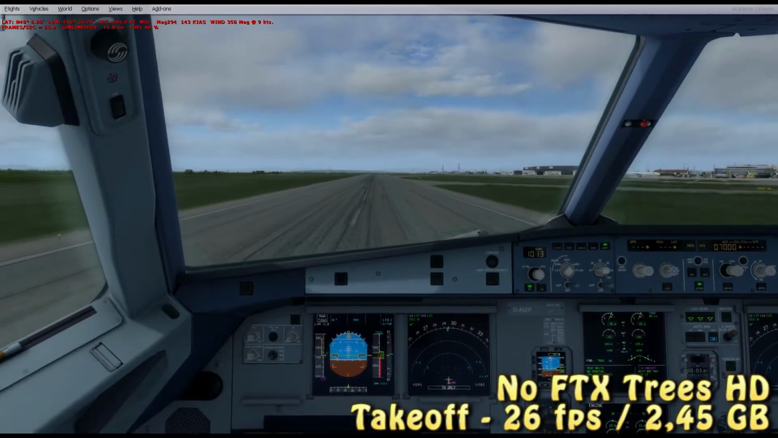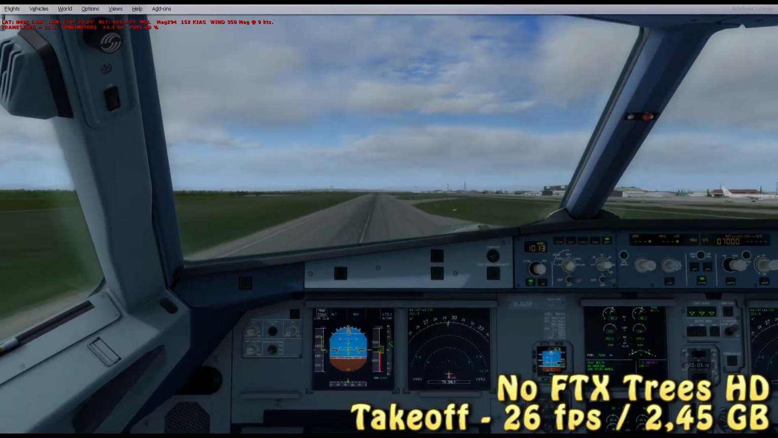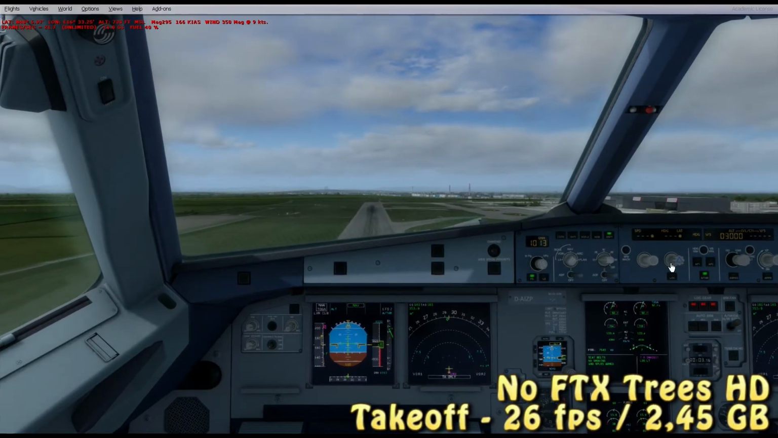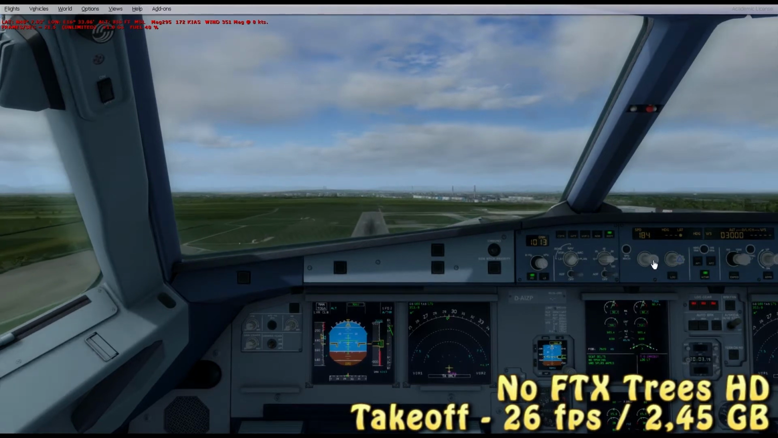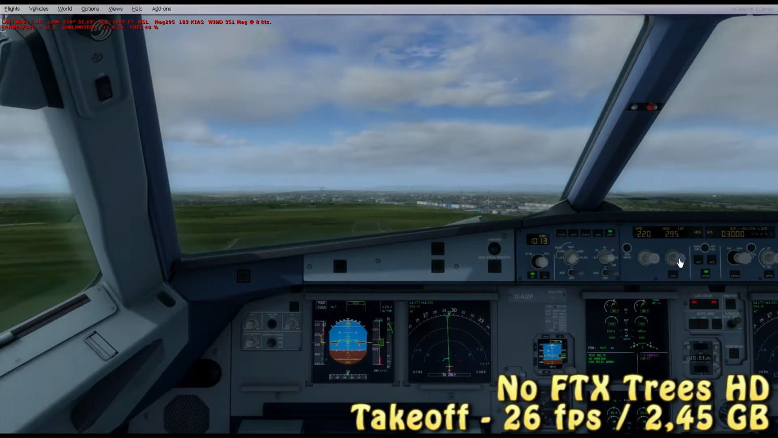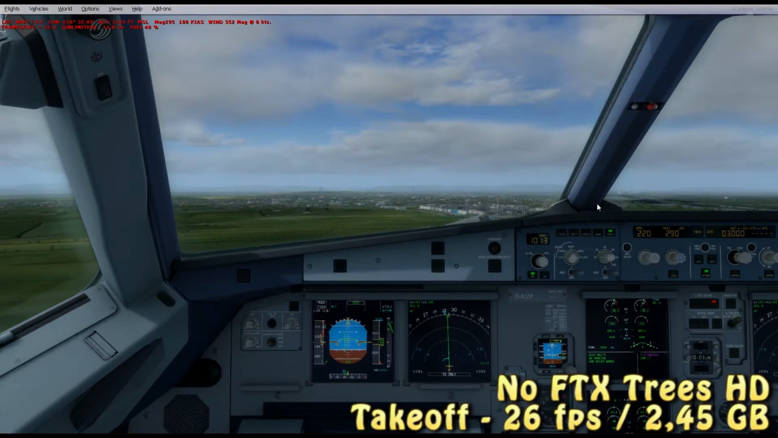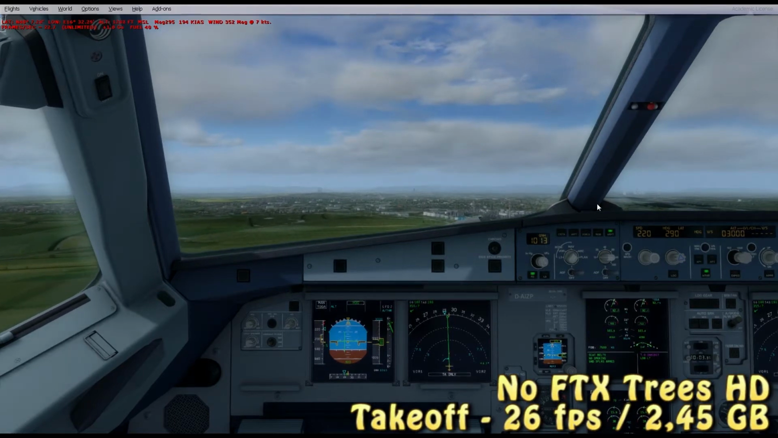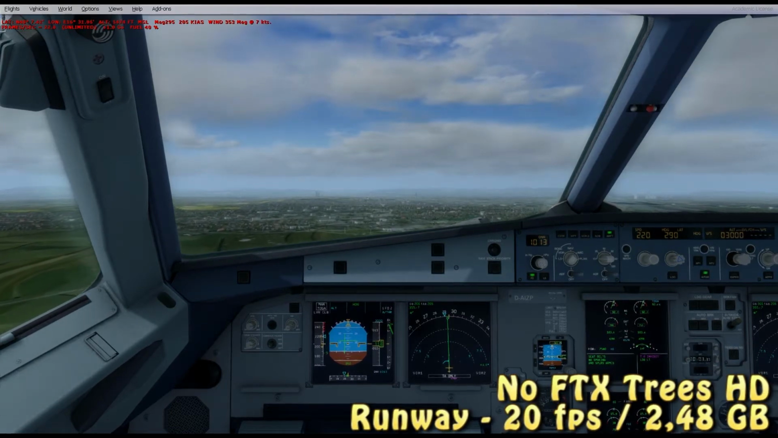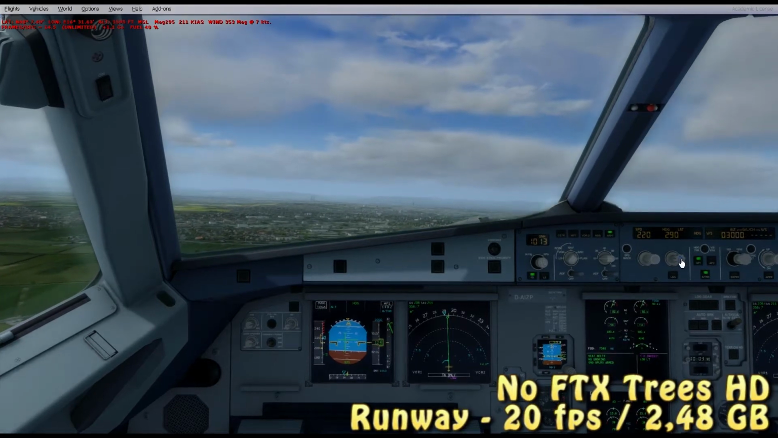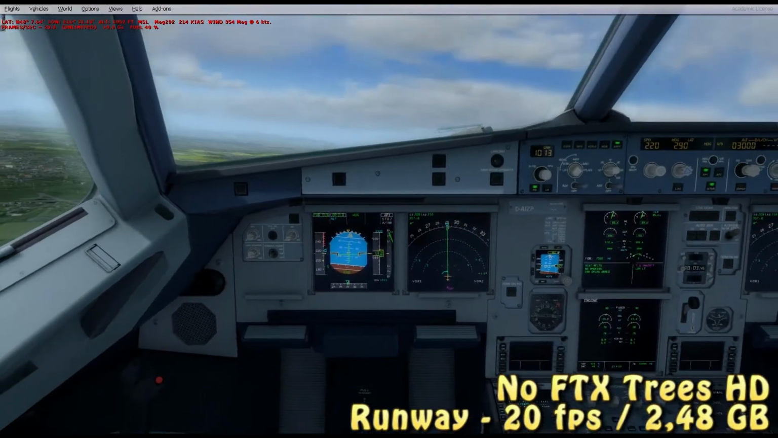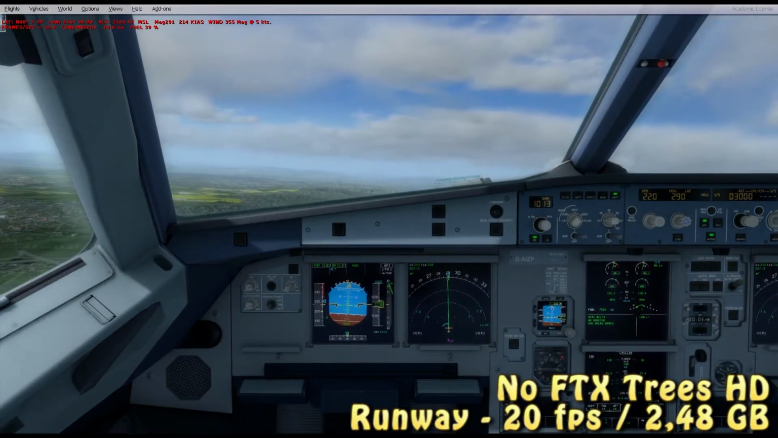So here you can see takeoff in Vienna with an average of 26 frames per second and a VAS usage of 2.45 gigabytes. The second point that I measured was at the end of the runway. So you will see that switch in a second. And here we go, end of the runway, 20 frames per second and 2.48 gigabytes of VAS usage. So I repeated these flights always with no FTX Trees HD and FTX Trees HD.